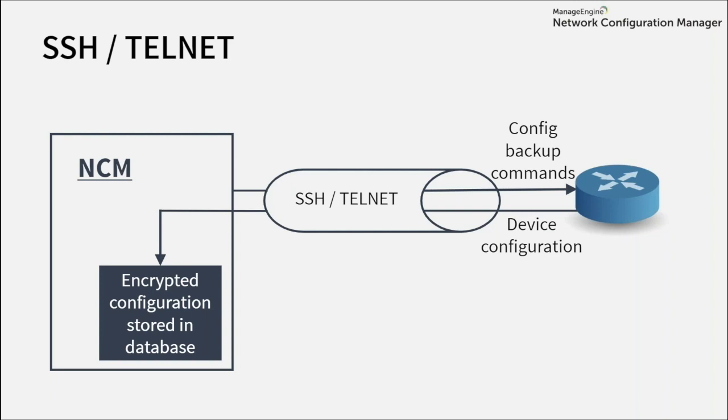In the SSH or TELNET based configuration backup, the configuration commands are sent through a communication channel that is established with SSH or TELNET. The configuration backup commands are sent through that from NCM to the device, and the device responds by sending the device configuration back to NCM through the same channel. The configuration file is then encrypted and stored in the database.